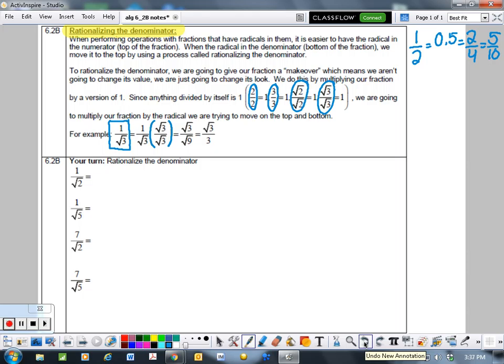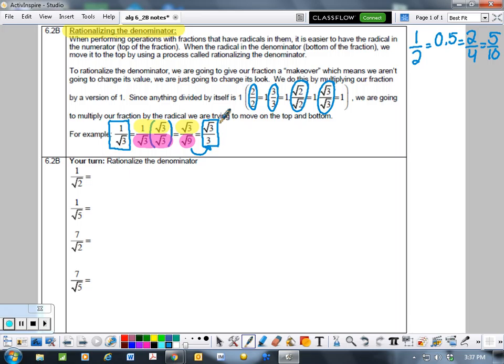When I do this, I'm going to multiply across the top. So 1 times the square root of 3 gives me the square root of 3. Now I'm going to multiply the bottom. The square root of 3 times the square root of 3 is really the square root of 9. Luckily, we notice that the square root of 9 is really the number 3. And so now we get a brand new fraction that does not have the square root on the bottom.